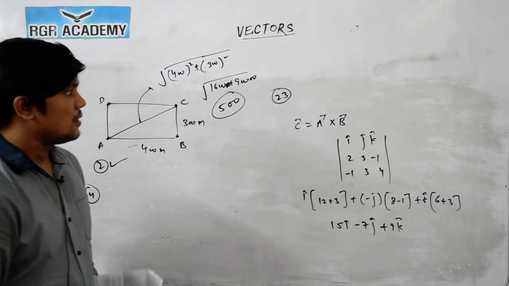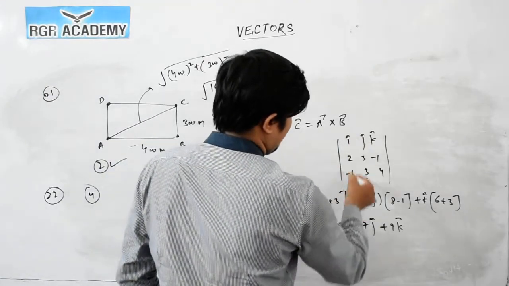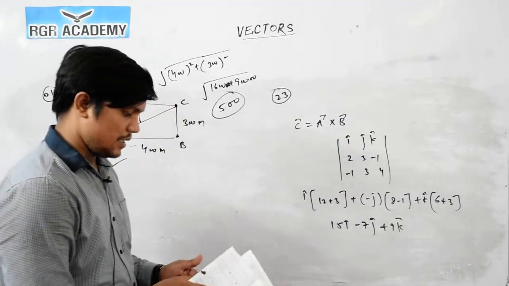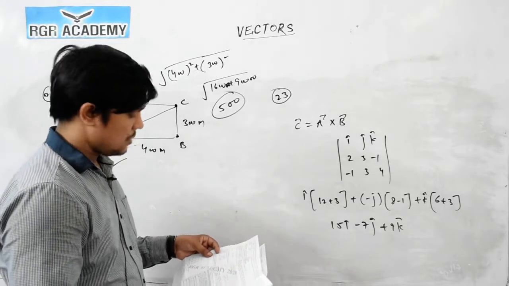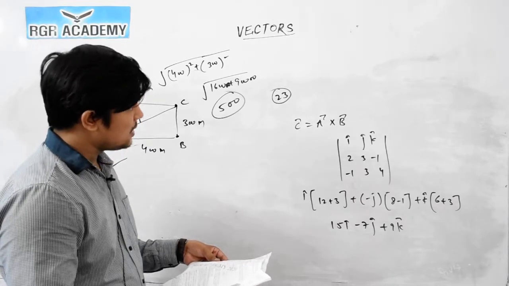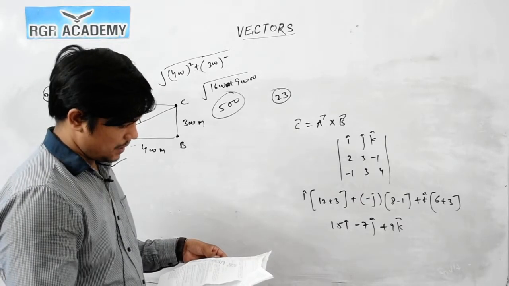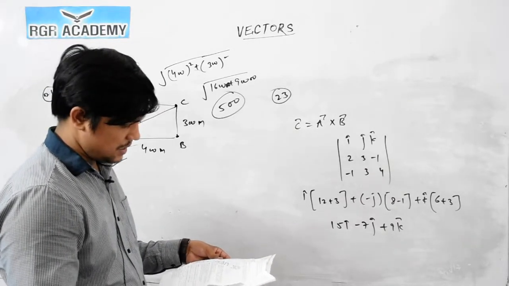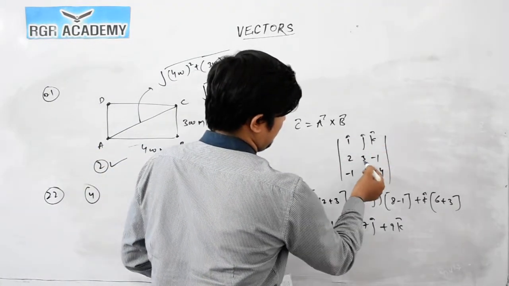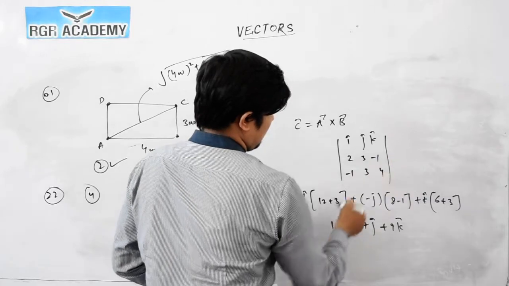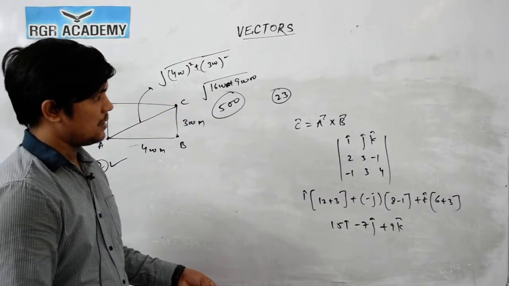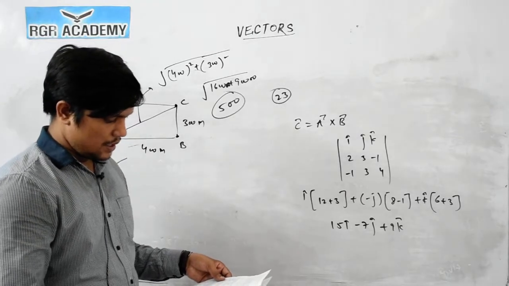So this one is I cap. What is the value of A vector? A vector they have given as, in question number 23, 2 I cap plus 3 J cap minus K cap, minus I cap plus 3 J plus 4 K. So if you expand along this, it will be 12, minus minus will become plus 3. So that is 15.